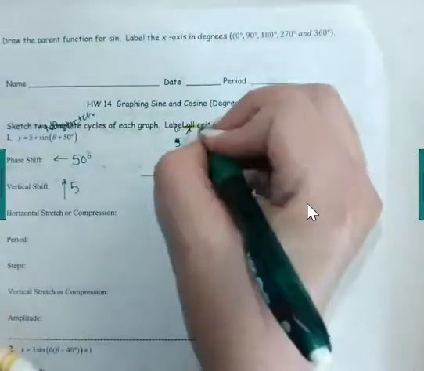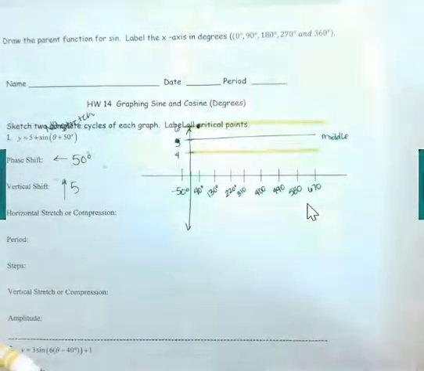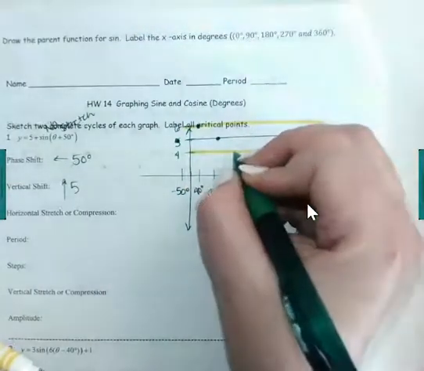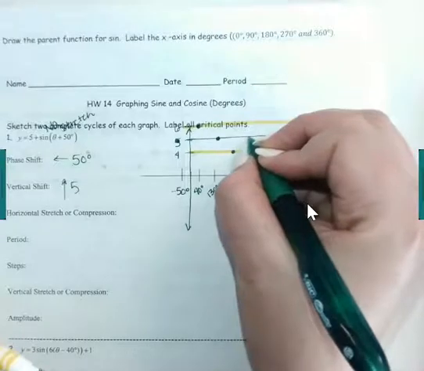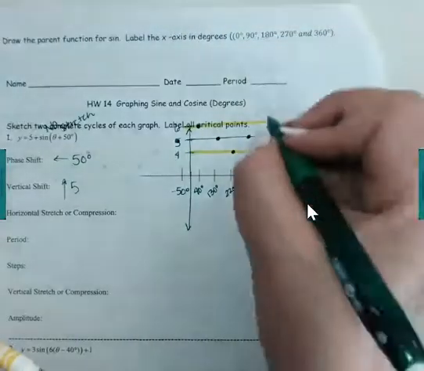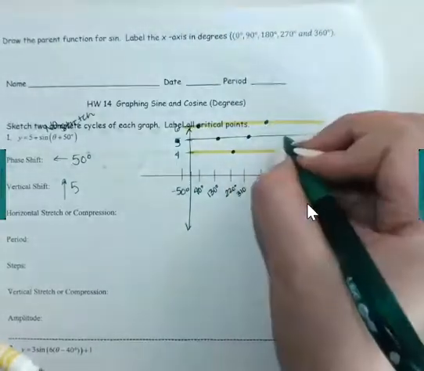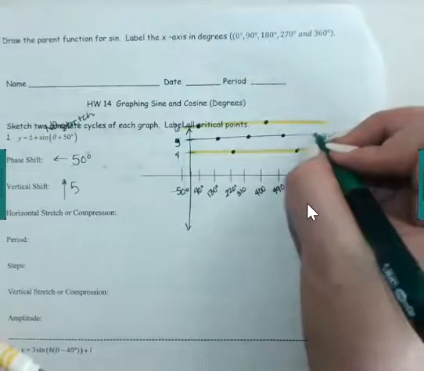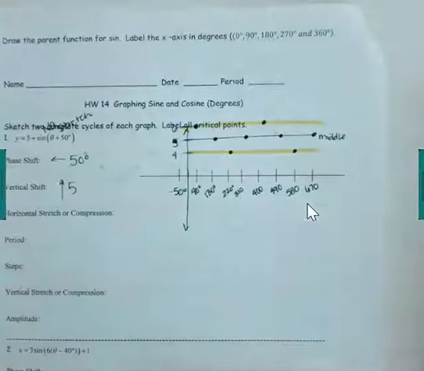And then at 40, it will be up. And then at 130, it will be center. At 220, it will be low. Then middle at 310, high at 400. Middle at 440, low at 580, middle at 670.